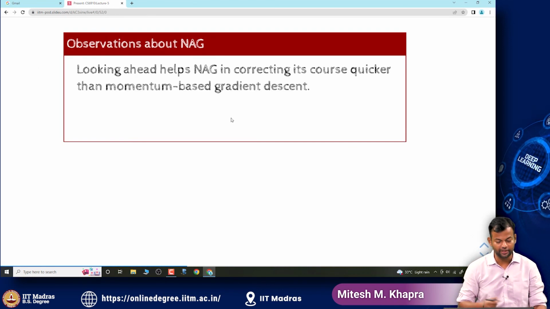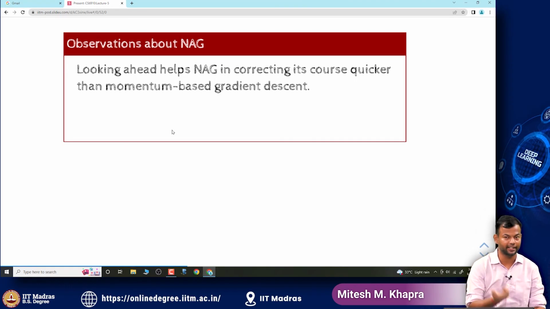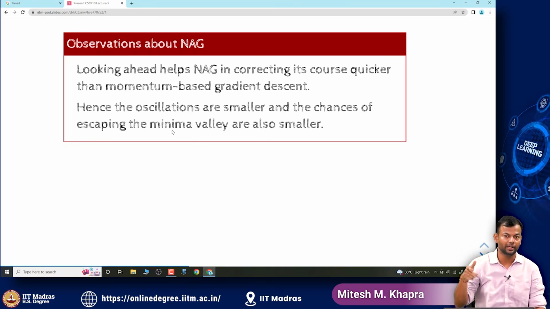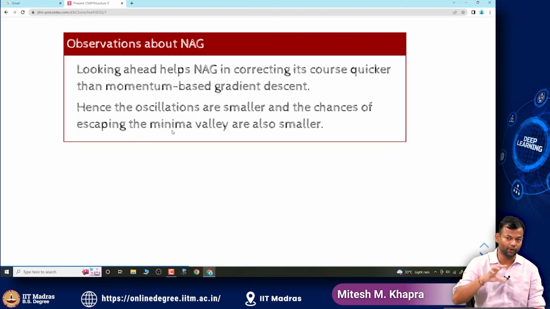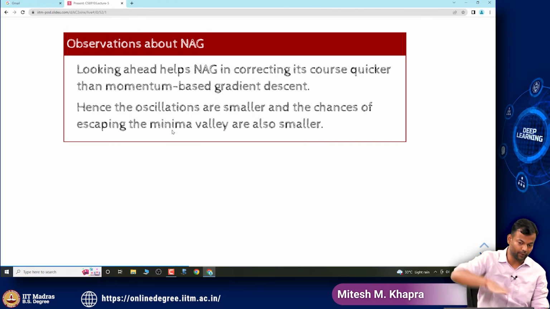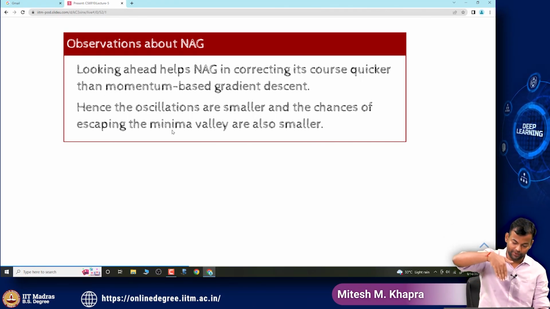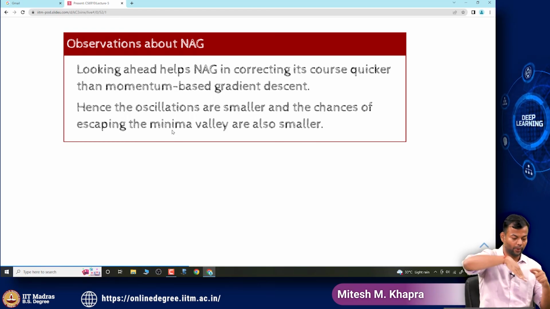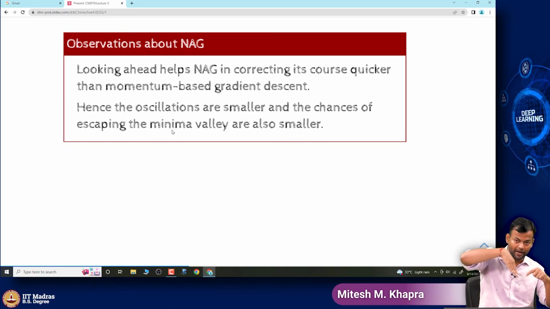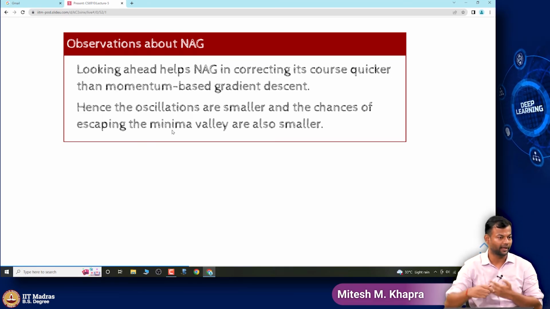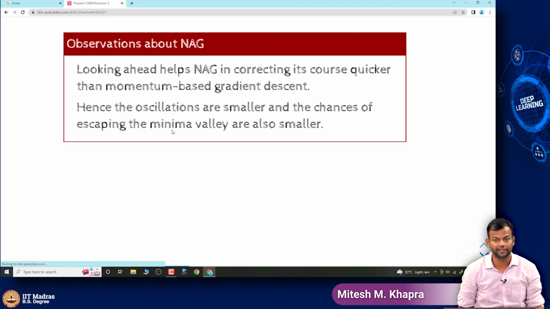So these are the observations. Looking ahead helps NAG in correcting its course quicker than momentum based gradient descent, and hence the oscillations are smaller and chances of escaping the minima are also smaller, right? Because momentum based gradient descent was entering it very fast, and then it was relying on the gradient at this point, which was very high, and then crossing it, whereas NAG will first make a partial update. It will realize, hey, I'm crossing the valley already, hence it will come back and not go all the way out of the valley, right? So that's the main takeaway.